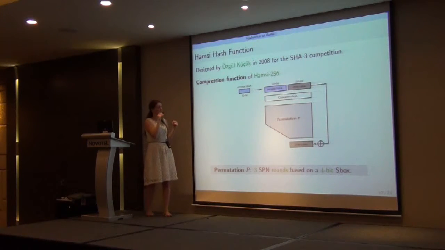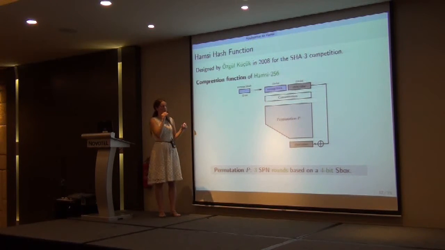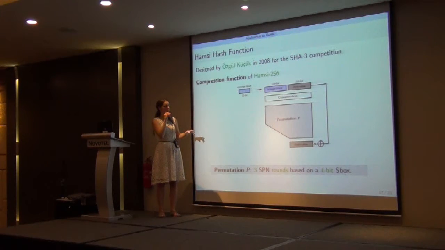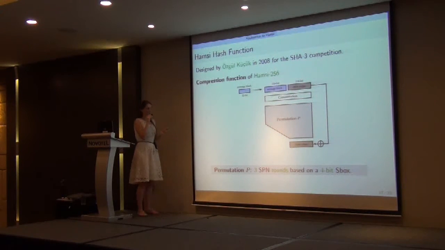So here you can see the compression function of Hamsi-256. We have a small message block that is expanded to 256 bits, but then this is concatenated with a chain value of the same size. And the permutation P applies to the concatenated state. And then we have a feed-forward of the chain value. We will concentrate on the permutation P, that is just a simple SPN construction with 3 rounds, which is based on the 4-bit S-box that I have used as an example.